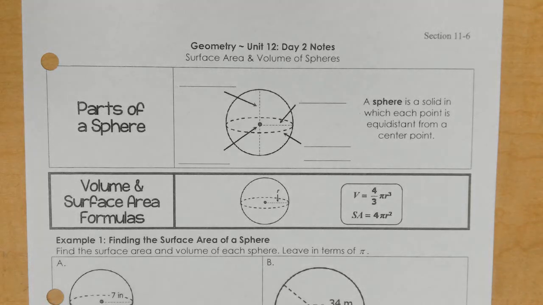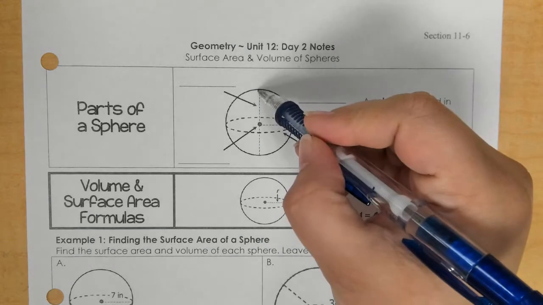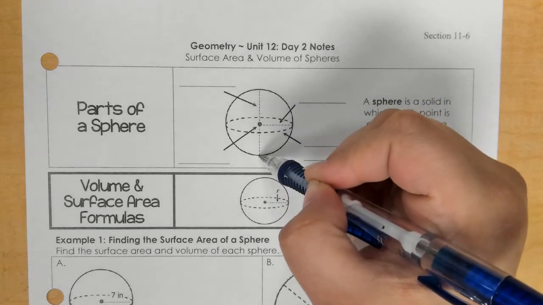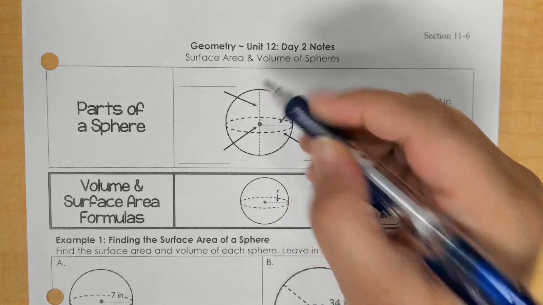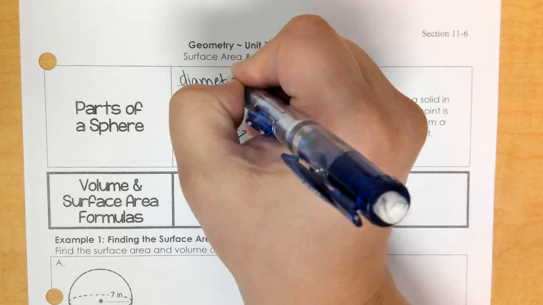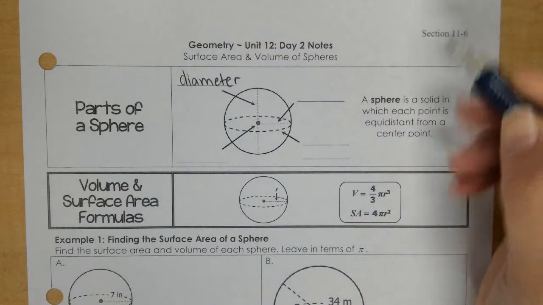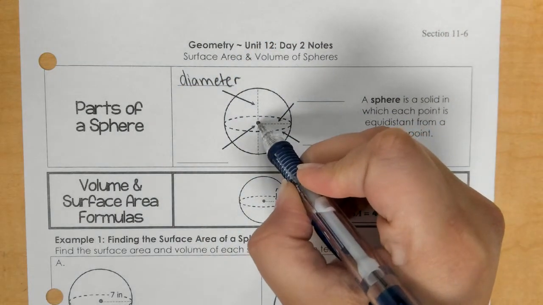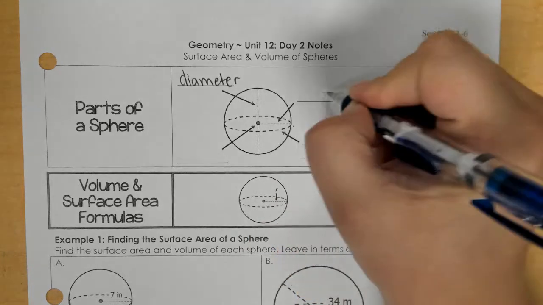For day 2 notes, this is surface area and volume of spheres. So just to label the parts of the sphere, I'm going straight through the center from one side of the sphere to the other side of the sphere. That is your diameter. Your radius goes from the center to the side of the sphere.